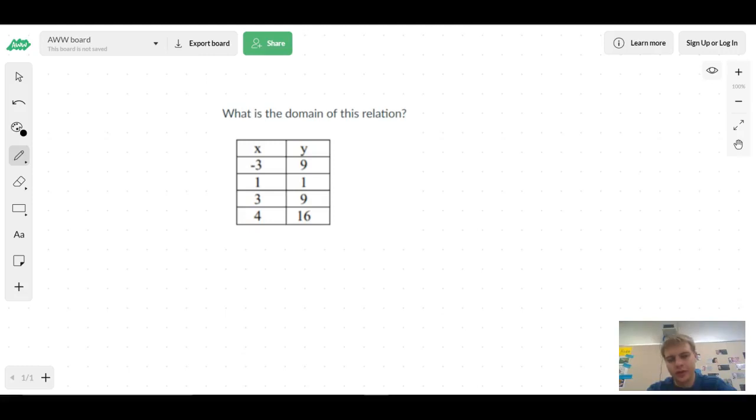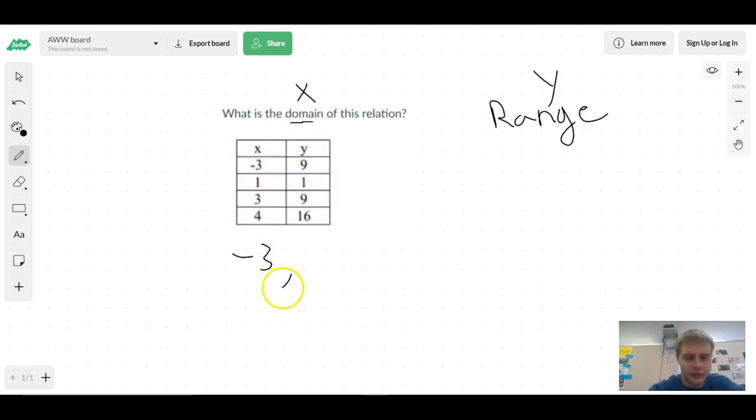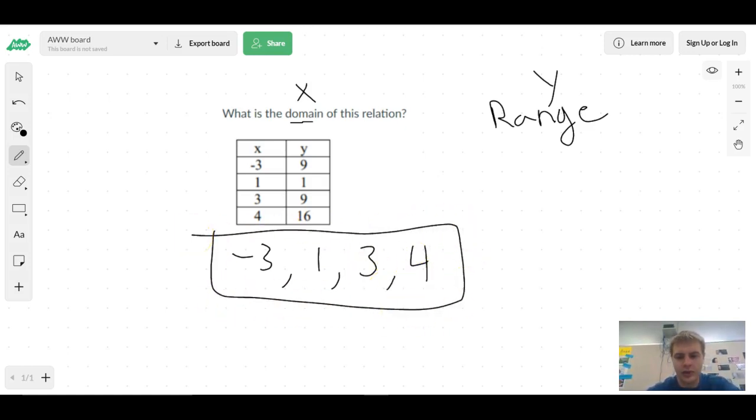Okay, so for this first problem, it wants to know the domain of this relation or function, and we know this could be a function because no x values are repeated. What the domain means is the domain is all your x's, while the range would be all your y's. So when we look at the domain of this function, just our x values: -3, 1, 3, and 4. That would be my answer.